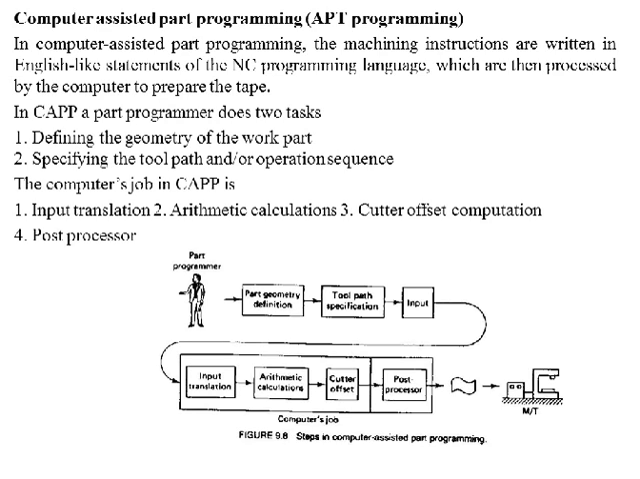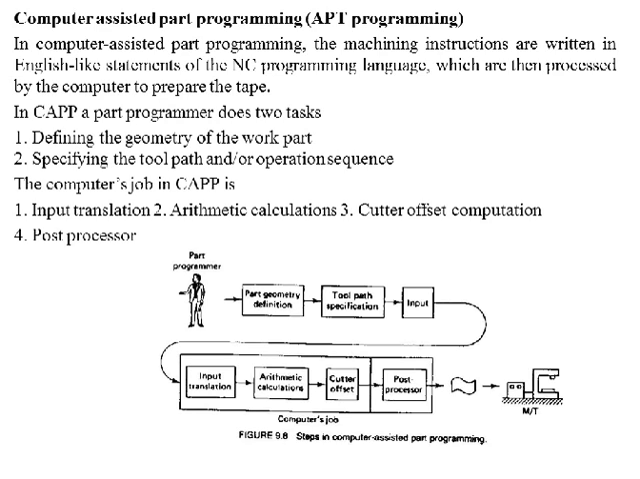In computer assisted part programming, the machining instructions are written in English like statements, as I discussed. They may be APT and similar languages, such as the English languages. Here these English like statements of the NC programming language are processed by the computer to prepare the tape.